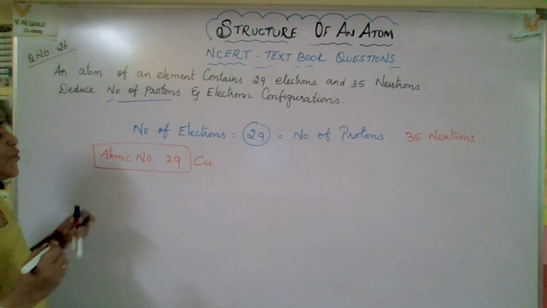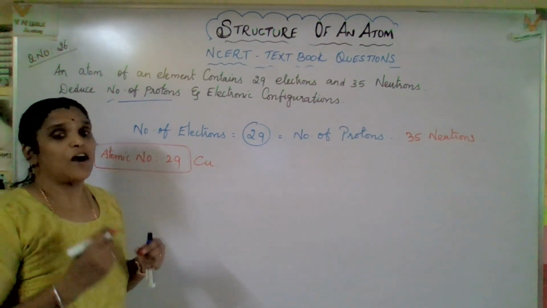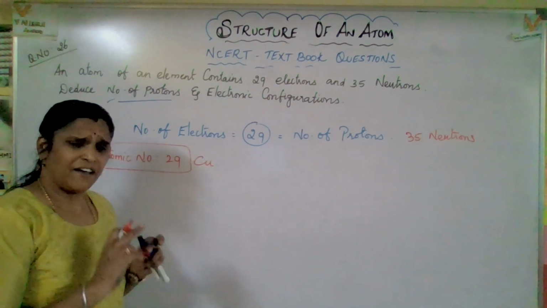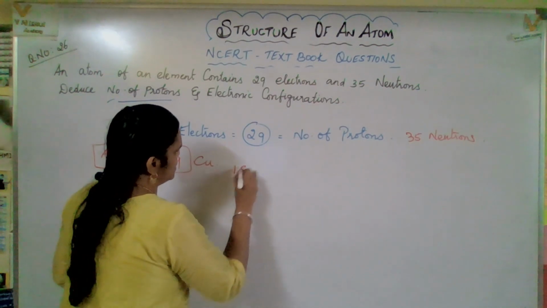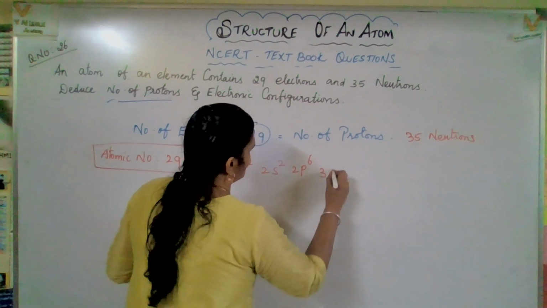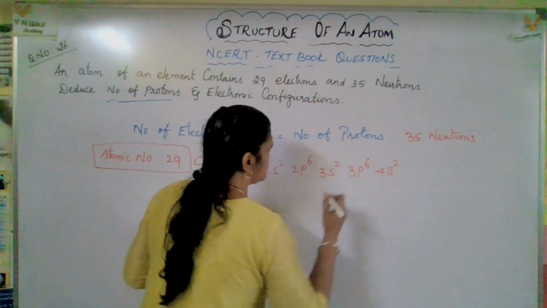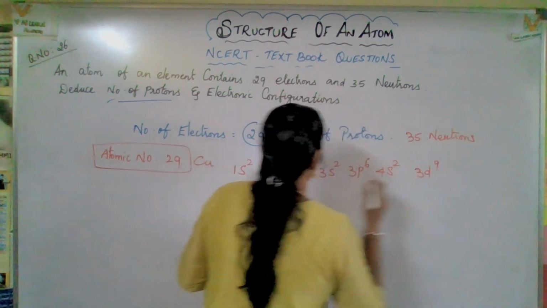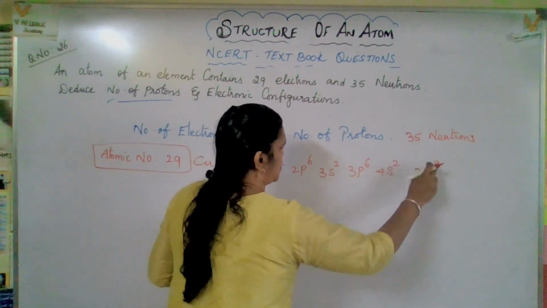So how to fill the electronic configuration? I think you have gone through the Aufbau principle and you know how to fill the electrons in that ladder. Anyway, I will write it now here: 1s2, 2s2, 2p6, 3s2, 3p6, 4s2, and 3d9. See here, 2 plus 2 is 4, 4 plus 6 is 10, then 20, 29.